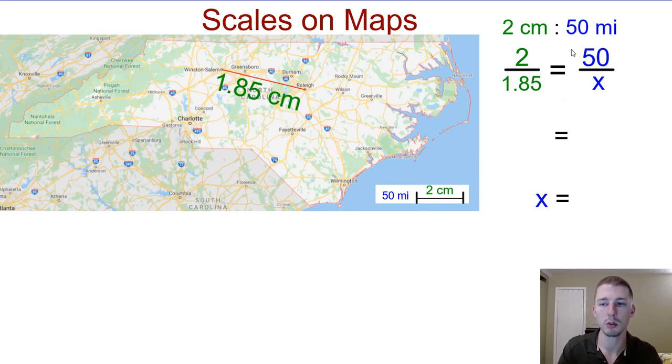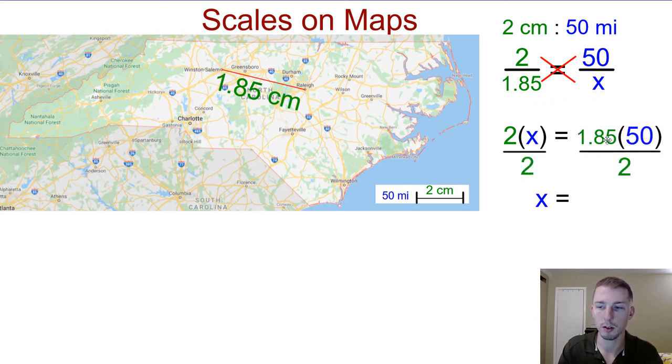So 2 goes to 50. So 2 centimeters goes to 50 miles, just as 1.85 centimeters on the map goes to how many miles in real life. Well, all we'd have to do at this point is cross multiply. So we're going to do 2 times x, or 2x, is equal to 1.85 times 50. And then all we do is divide both sides by 2.